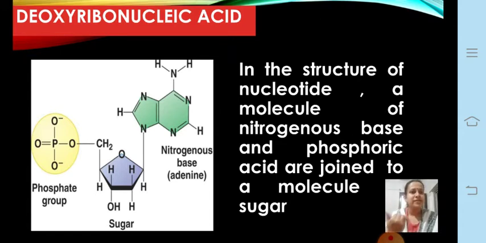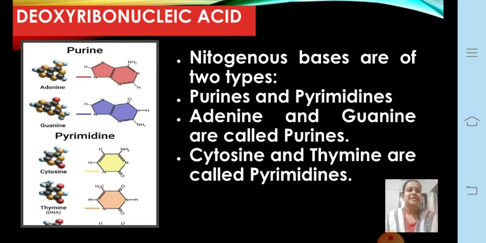Now, in the structure of a nucleotide, a molecule of nitrogenous base and phosphoric acid are joined to a molecule of sugar. You can see that there is a pentagonal structure, and therefore that sugar is also called pentose sugar. It is in between the phosphate group, PO4, and the nitrogenous base, and the sugar joins both of them. Then these nitrogenous bases again are of two types.